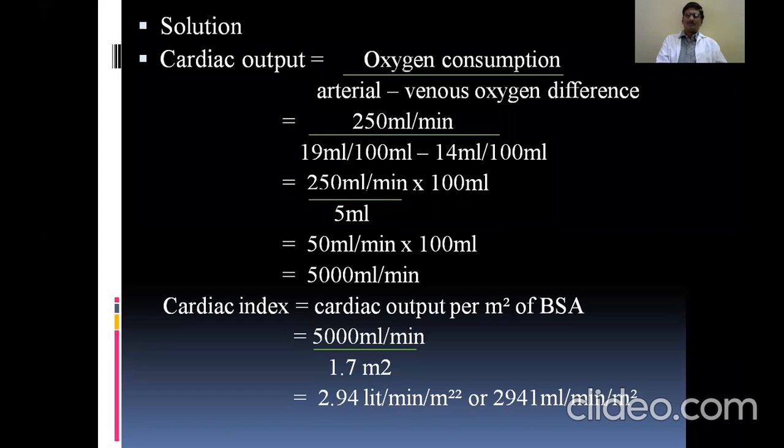So from the data we have seen, the body surface area is equal to 1.7 meters square. If you want to calculate cardiac index, it is cardiac output per meter square of body surface area. So it is 5000 ml per minute divided by 1.7 meters square. In this case, the data is given. So it comes to be 2.94 liter per minute per meter square. In other words, 2941 ml per minute per meter square.